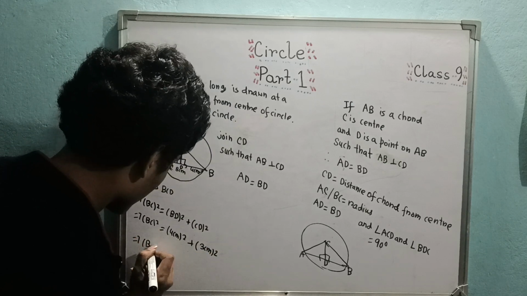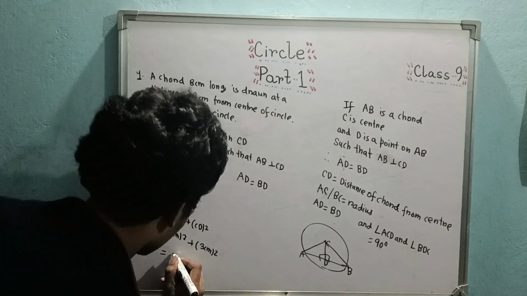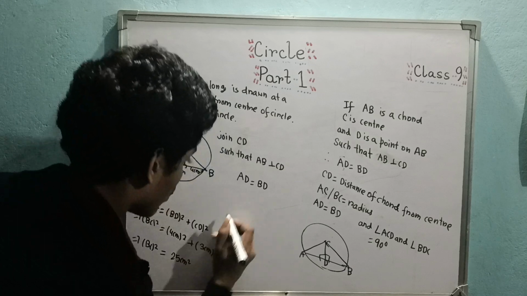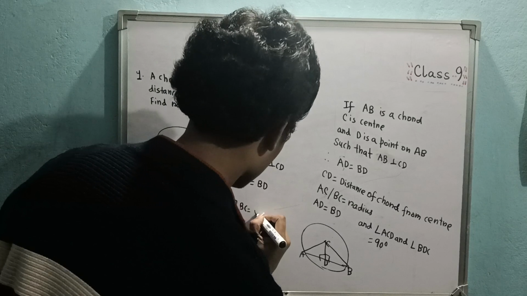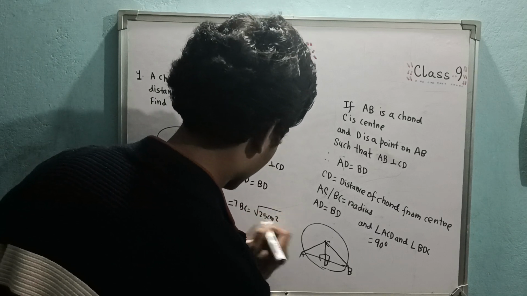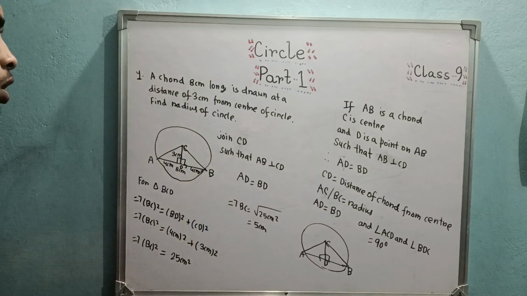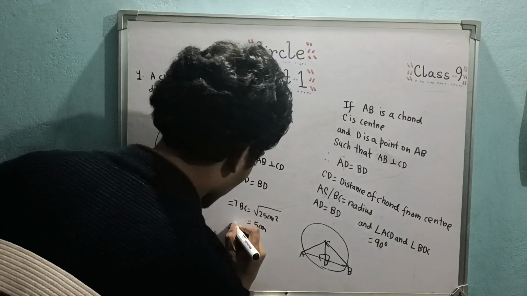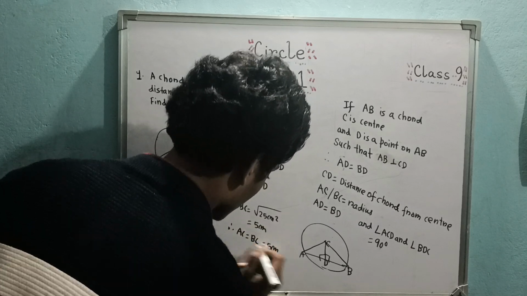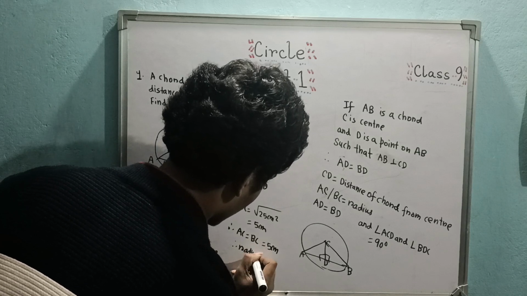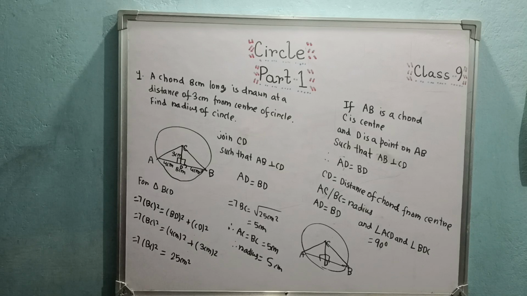or BC square, BD is your 4 cm, 4 cm square, the CD is 3 cm, or BC square equal to, if you directly calculate, 16 cm square plus 9 cm square, 25 cm square, or BC equal to root of 25 cm square equal to 5 cm. See, as BC is the radius, therefore AC is also the same radius. Therefore, AC equal to BC equal to 5 cm. Therefore, radius equal to 5 cm. You have it, that's the answer. So simply we just solve it.